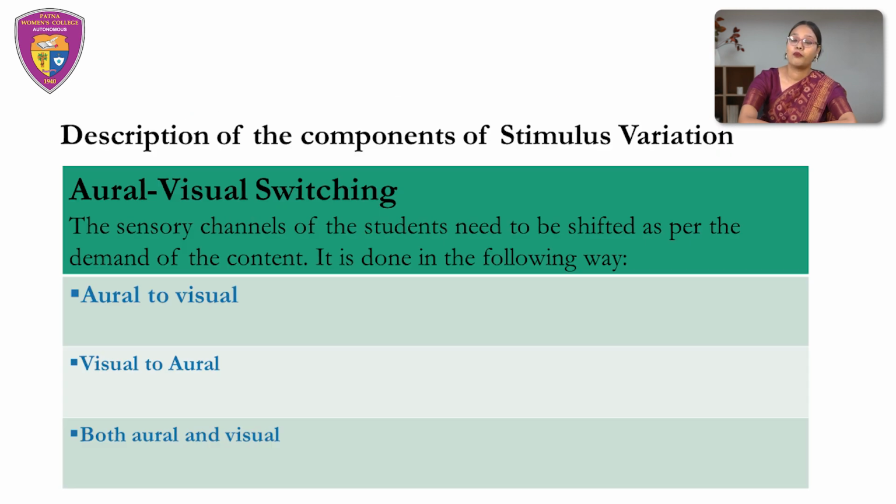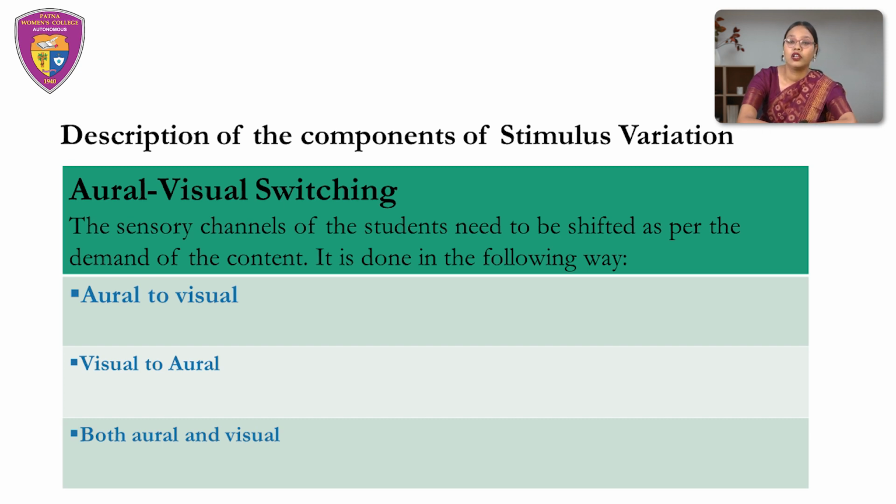The next component is oral and visual switching. Oral visual switching refers to the changes or variations in the sensory focus for imparting information to the pupils. The sensory channels of the students need to be shifted as per the demand of the content. For example, from listening to looking, from reading to writing, from speaking to doing, from speaking to blackboard writing, and from blackboard writing to demonstration, etc. are various changes of sensory forms. It is done in the following ways.